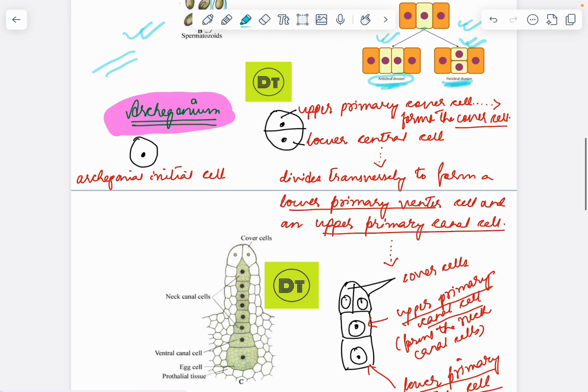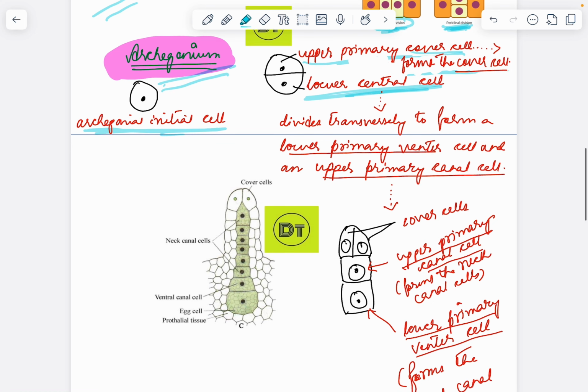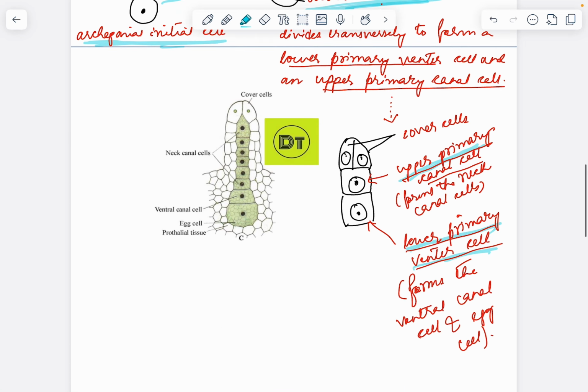Now moving on to the development of archegonium. Archegonium also develops from a single cell known as archegonial initial cell. The archegonial initial cell will divide to form two cells, the upper primary cover cell and the lower central cell. The upper primary cover cell later forms the cover cells of the archegonium body. And the lower central cell will divide transversely to form the upper primary canal cell and the lower primary ventral cell. The upper primary canal cell forms the neck canal cells.